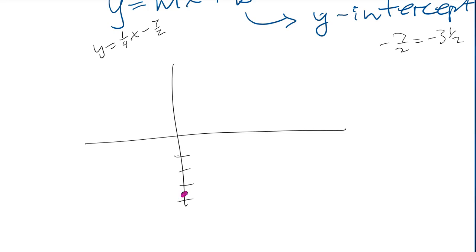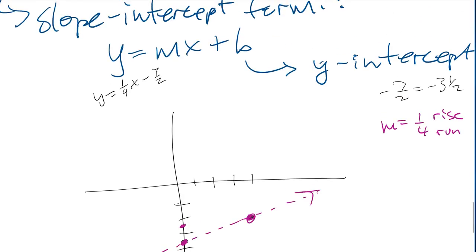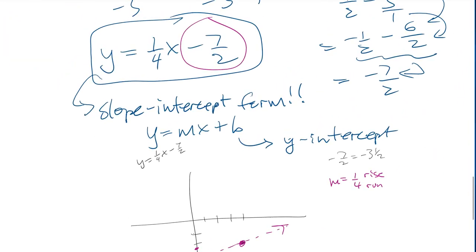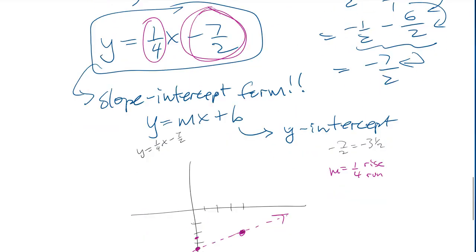And now the slope is 1/4. That's the rise over the run. So I'm going to rise 1 and run 4, go horizontally 4. This is not to scale. So I went up 1 and I go over 4, and then I draw another dot there. So this becomes this line right here. Slope-intercept form gives you an easy way to graph the line. You just get the slope and the y-intercept, and you got it.